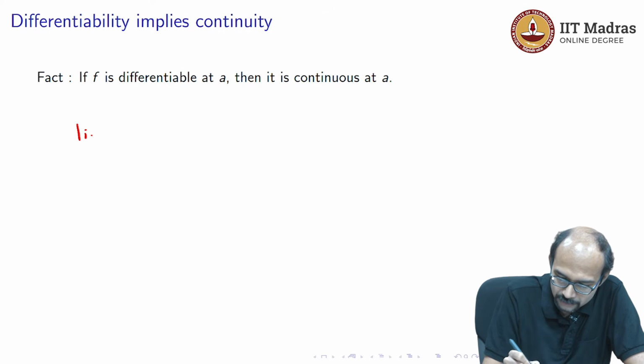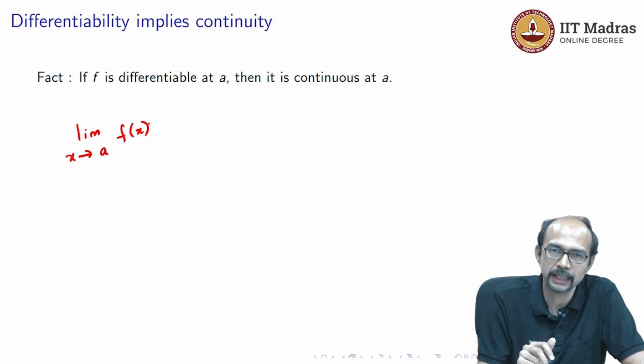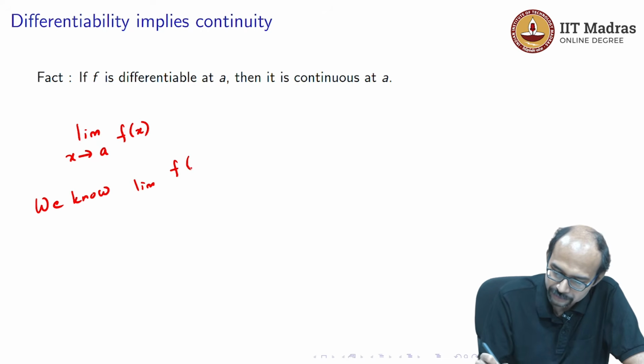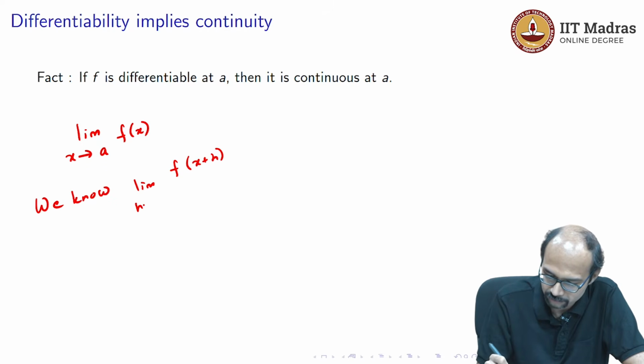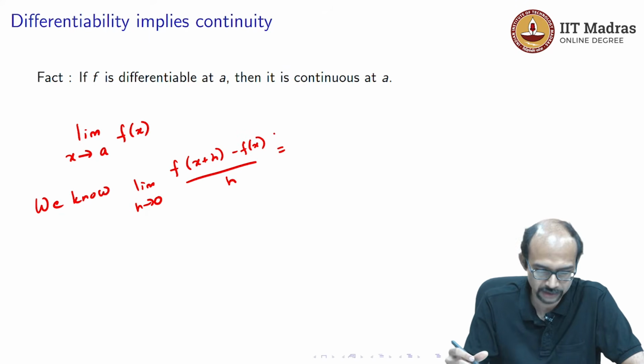We want to say that the limit as x tends to a of f of x, we want to conclude that this is equal to f of a. Okay. What do we know? We know that the limit of f of x plus h minus f of x divided by h exists, and so let us call it L.